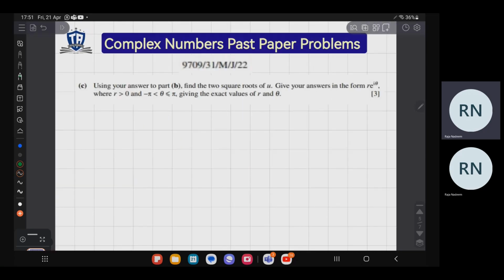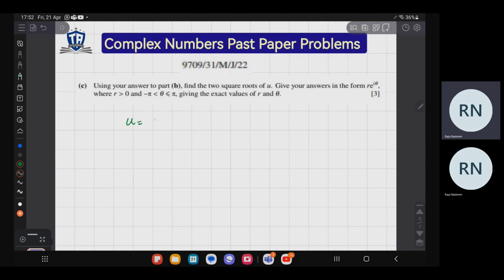In the next part, using the answer of part B, we'll find the square root of u, giving your answer in the form r e power iota theta, where r is positive and theta is in the principal range, giving the exact values of r and theta. So this is what we are going to do in the next step.